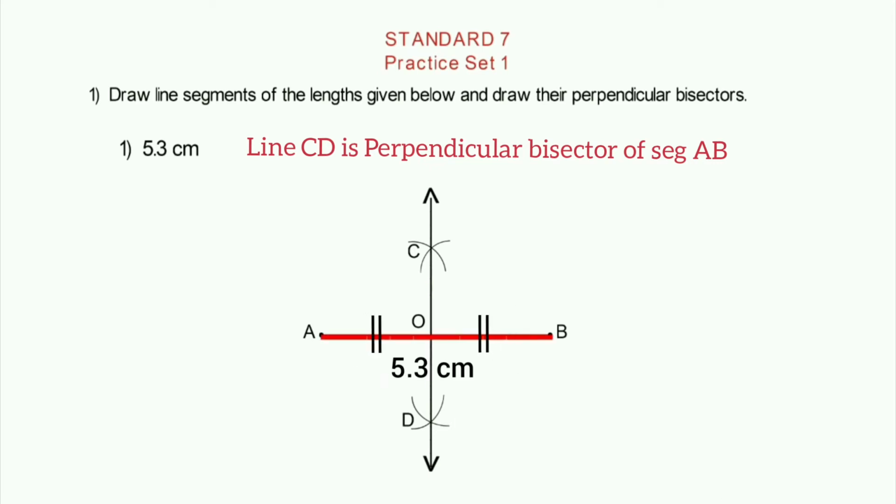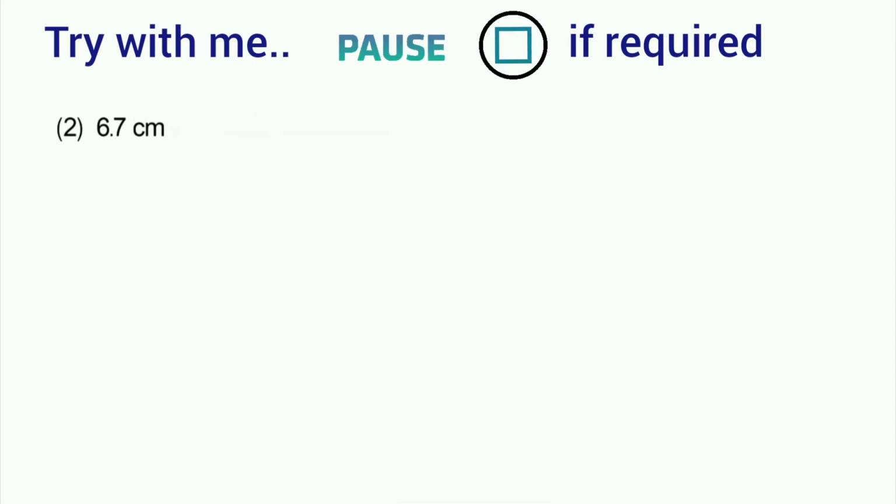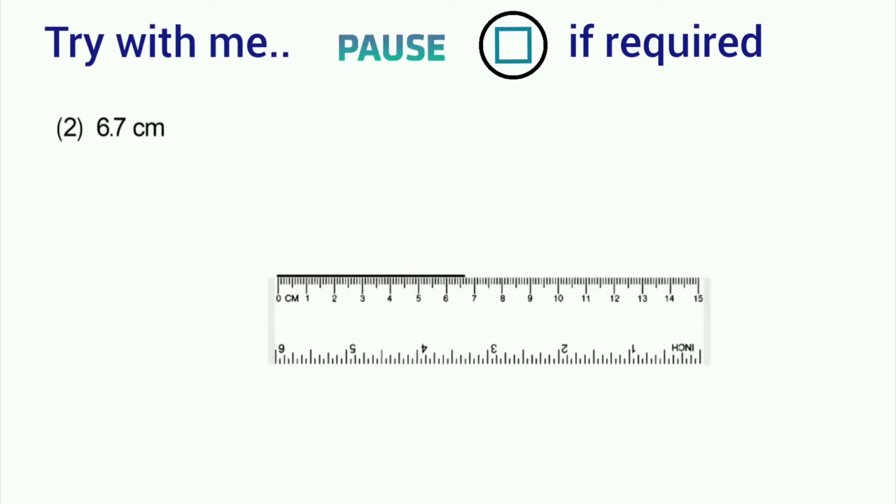I am sure you must have understood how to construct a perpendicular bisector with me. Now you can also try with me for the second question. Students, are you ready? Let's solve. Draw a segment PQ of 6.7 centimeters.